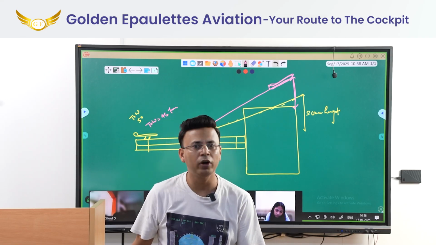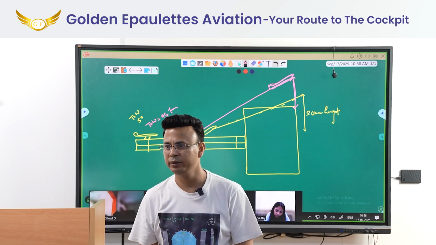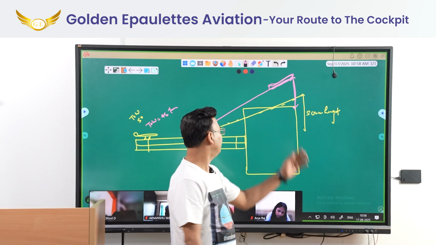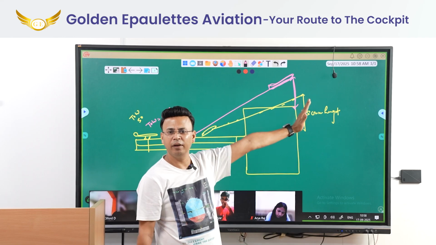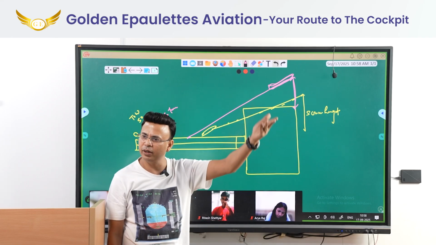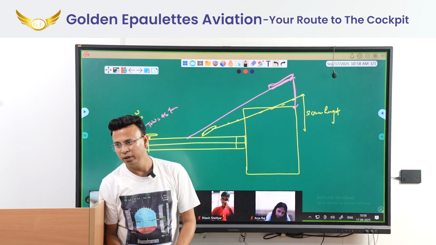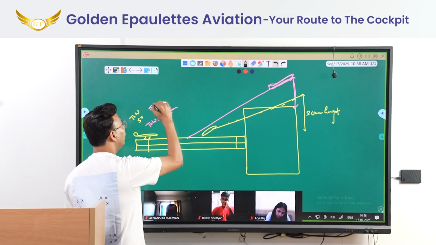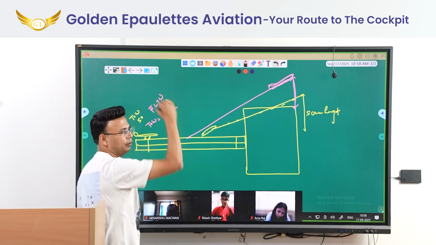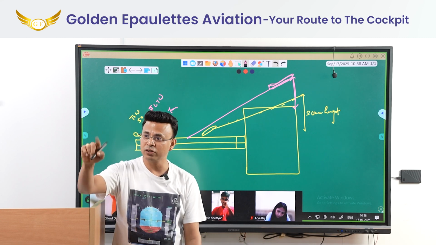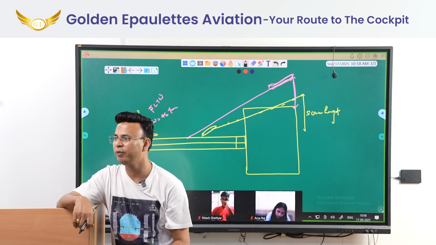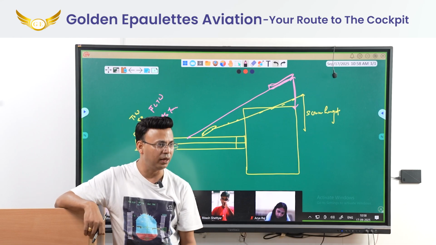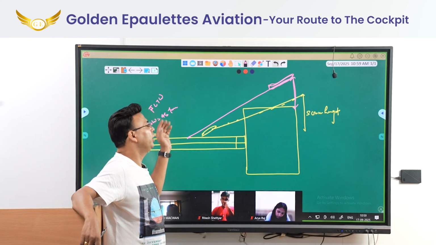Can I take 45.1 tons? No, you cannot, because if you do, you will cross the clearway and you will reach screen height after the end of the clearway, which is not allowed. So this 45 tons becomes a field limiting takeoff weight. Though my structural limiting takeoff weight is 67 tons, my field limiting takeoff weight in Patna is 45 tons.